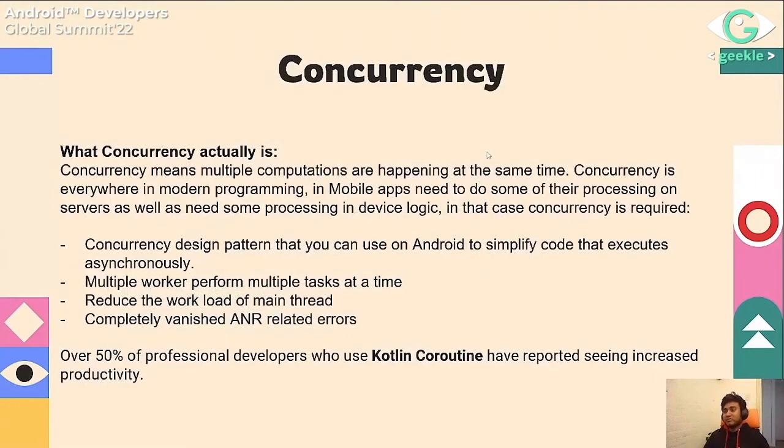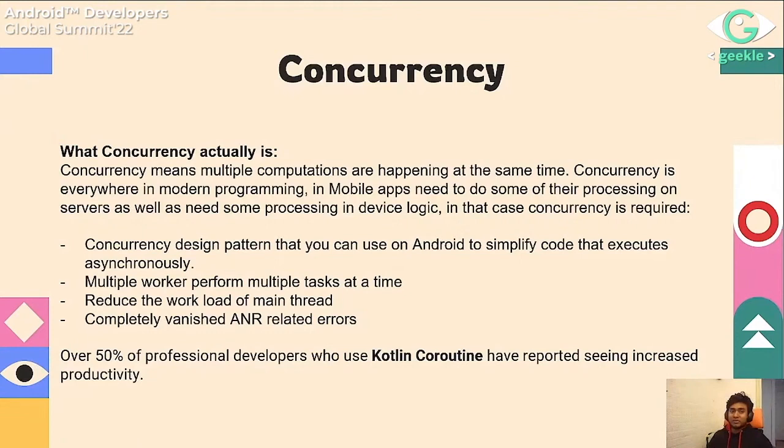Concurrency is one of the most important components. What concurrency actually is? Concurrency means multiple computations are happening at the same time. Concurrency is everywhere in modern programming. In fact, concurrency is essential in modern programming. Whether we like it or not, there are multiple computers in a network, multiple applications running in one computer, and multiple processors in a computer. So we can say concurrency is essential in modern programming.